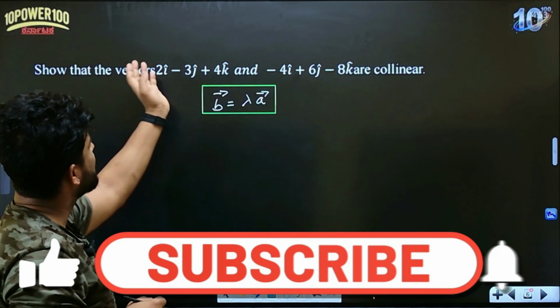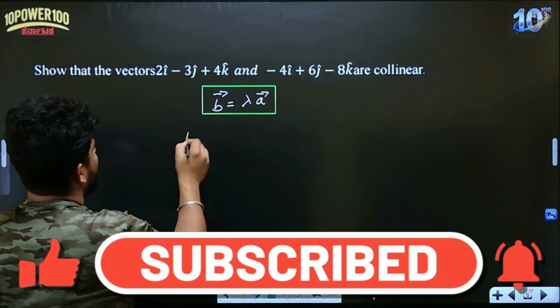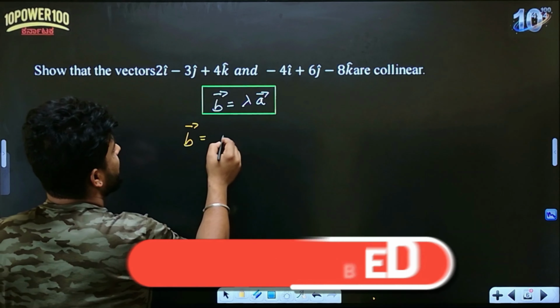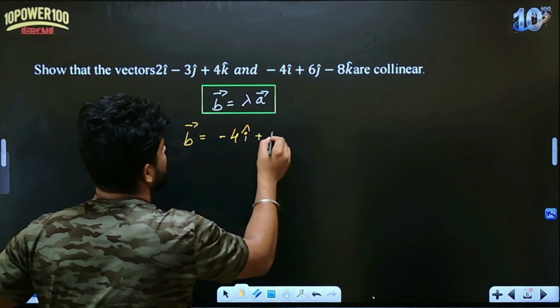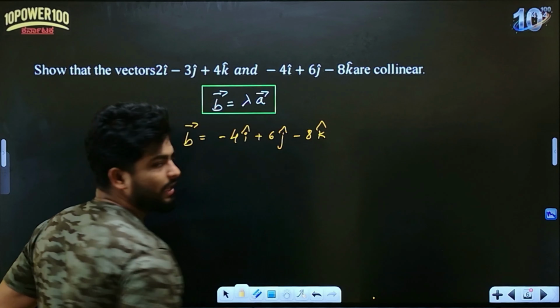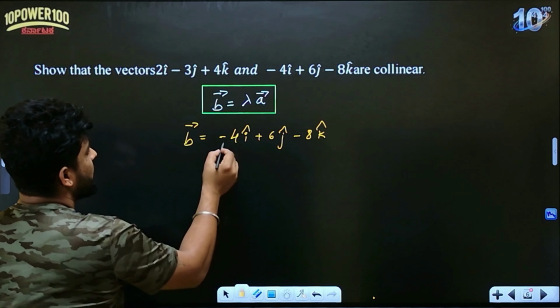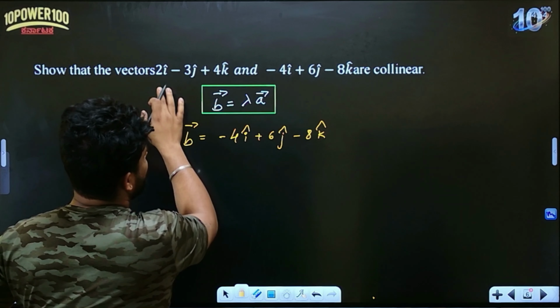That means the numbers are more there, right? So take those numbers. I'll take vector b is equal to minus 4i cap plus 6j cap minus 8k cap, right? Now, what can I take common? Can I take 2 minus 2 common?